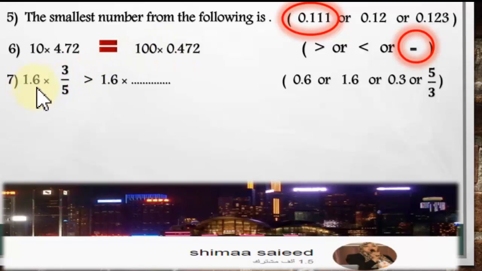Now 1.6 times 3/5 greater than 1.6 times, which one? Excellent, 0.3. Because 3/5 is greater than 0.3.